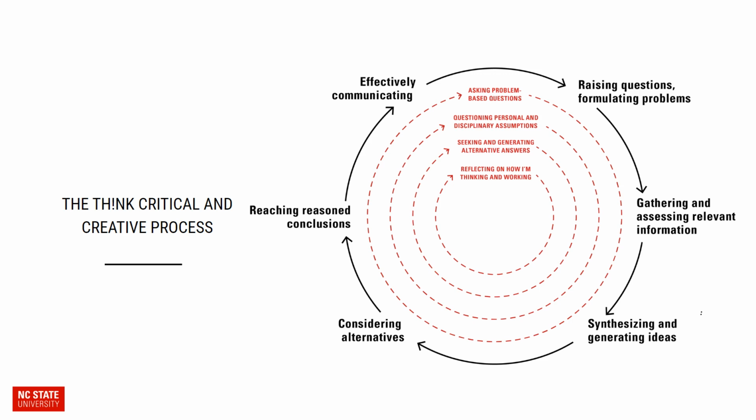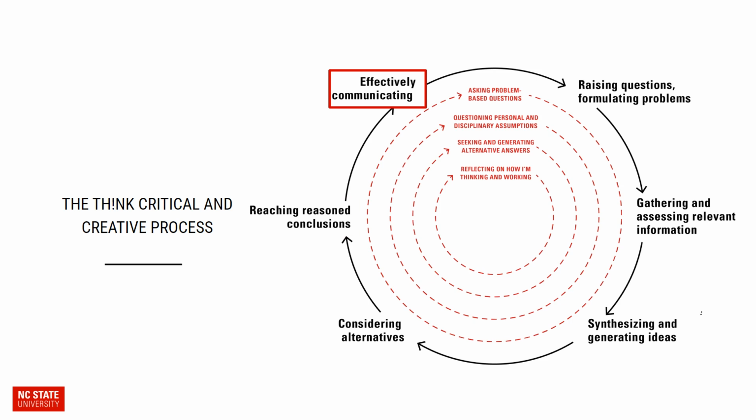Based on the definitions of critical and creative thinking introduced to you in the last lesson and their corresponding intellectual standards, the Think program at NC State drafted this diagram that walks through the discrete steps of the process and integrates self-reflective processes that can and should be happening throughout. Discrete steps include raising questions and formulating problems, gathering and assessing relevant information, synthesizing and generating ideas, considering alternatives, reaching reasoned conclusions, and effectively communicating.